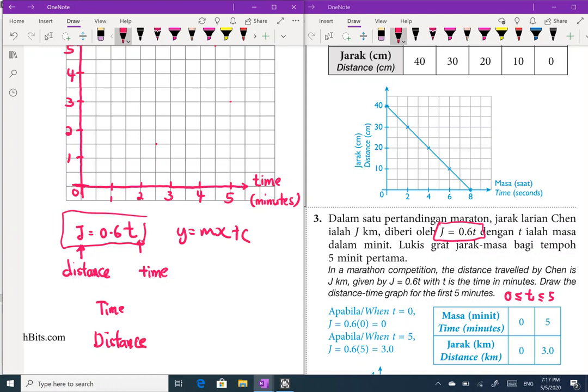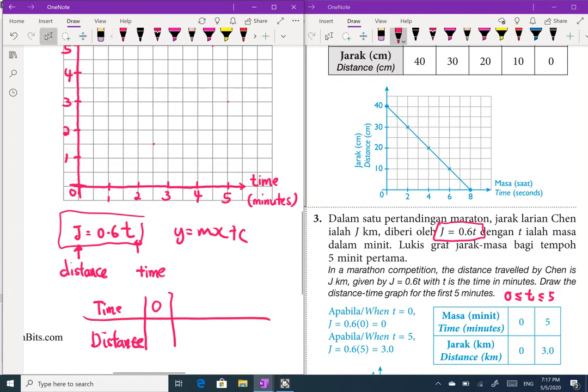So distance 你可以这样子找, when t equal to 0, 1, 2, 3, 4, 5. So when 0, 0. When 1, 0.6. When 2, 1.2. That means this is time. So 0.6 times 0, 那就是0. 0.6 times 1, 0.6. 0.6 times 2, 1.2. 0.6 times 3, 1.8. 0.6 times 4, 2.4. 0.6 times 5, so equal to 3.0. So you can find every distance for the time 0 until 5. But I just use 0 and 5 because I know this is a straight line.